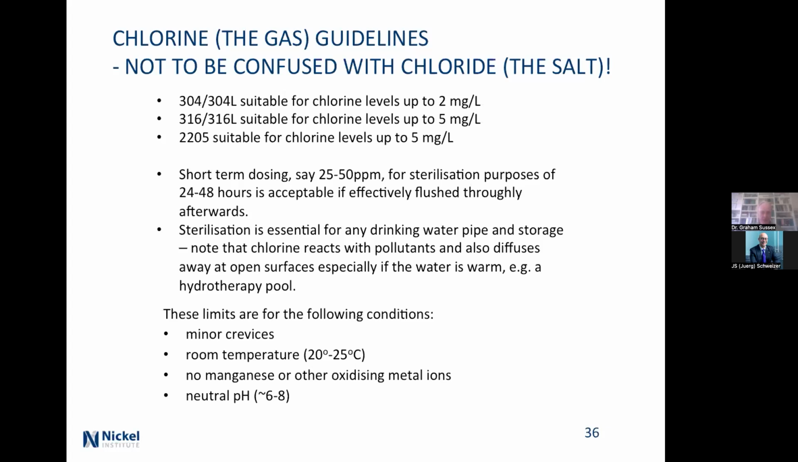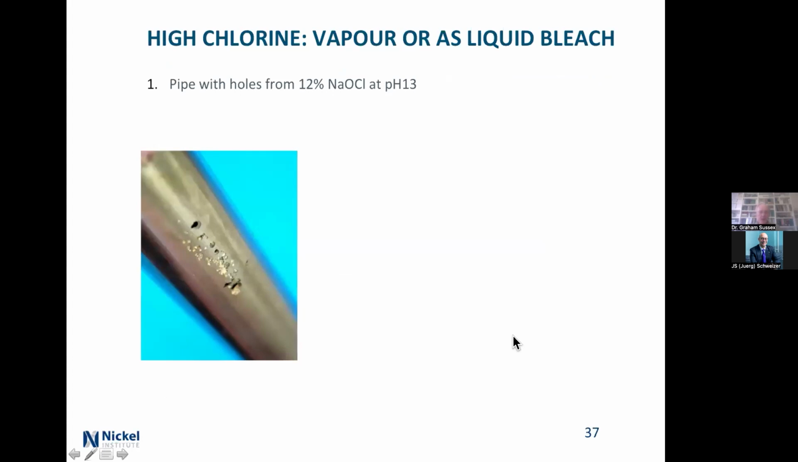So those limits up here are for minor crevices, for room temperature, sort of 20 to 25, with no oxidizing metal ions. Remember I talked about oxidizing metal ions in the underground, and pH 6 to 8 or something like that. And hey, that fits beautifully for ordinary potable water. If you put lots of chlorine in a piece of stainless steel pipe, you get holes in it. So that was 12% bleach, sodium hypochlorite, at about pH 13, so it's pretty stable, but it still did that.